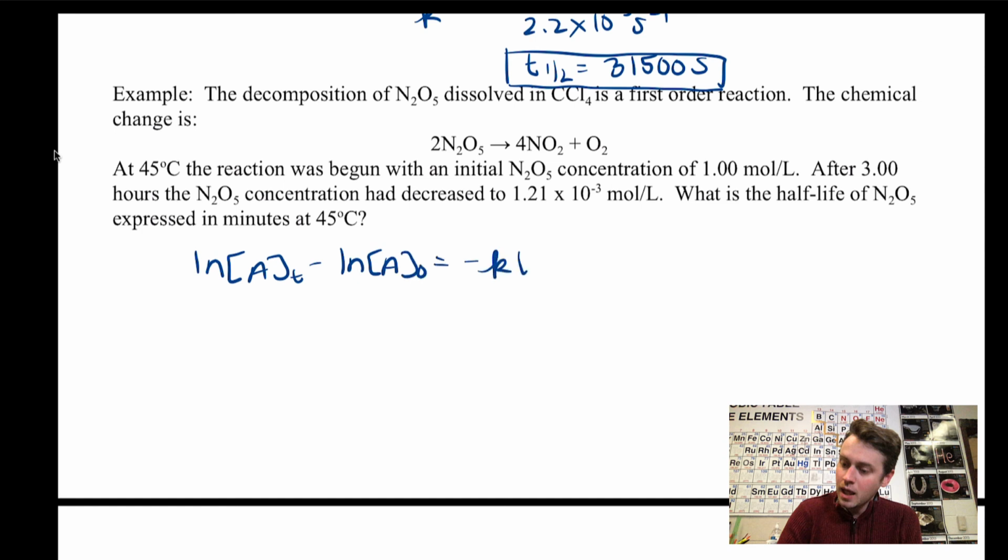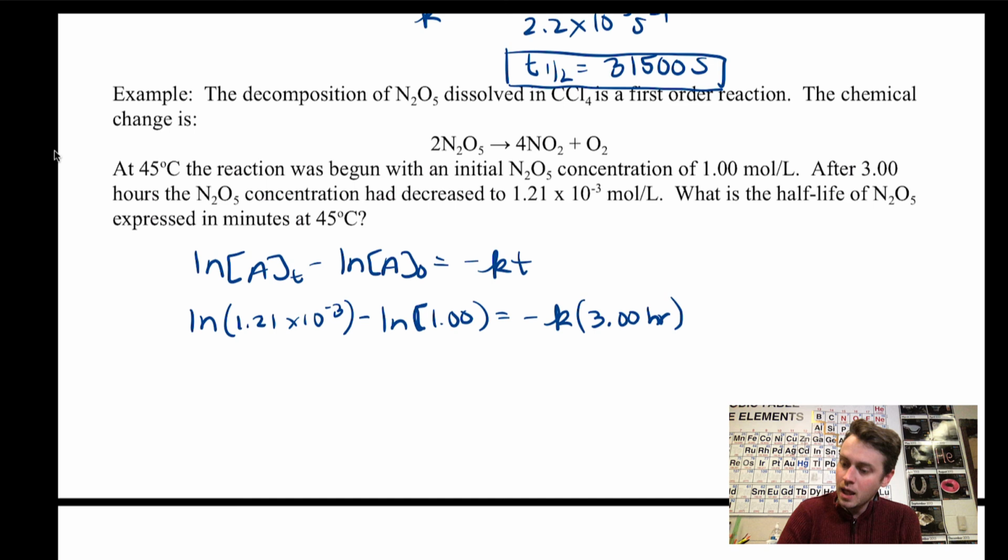So we can use this formula. We have the concentration at time t, which went down to 1.21 times 10 to the negative third. We have the initial concentration, which was 1. We don't know the rate constant. We know that the time that passed is 3 hours. So at that point, I'm going to solve for k.